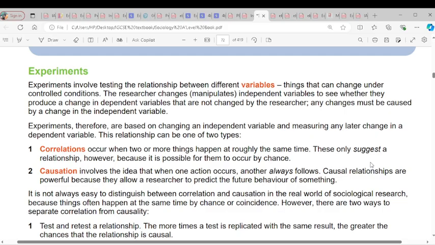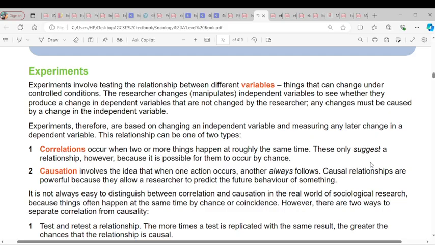Correlation simply talks about two things that happen at the same time, maybe through coincidence, but they happen. So the event of one goes along with another. That is correlation. So let's read anyway. Correlation occurs when two or more things happen at roughly the same time. This only suggests a relationship, however, because it is possible for them to occur by chance. So it might be coincidence, but in as much as they happen at the same time, it is a correlation.